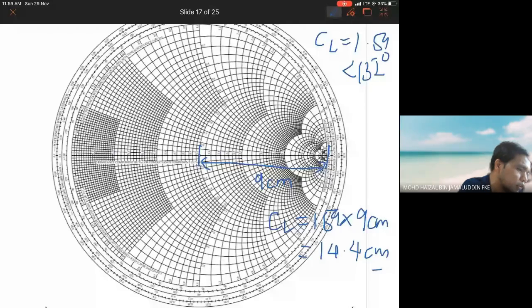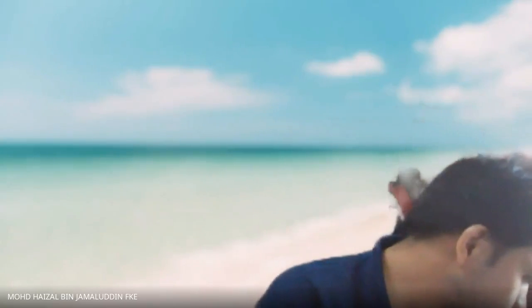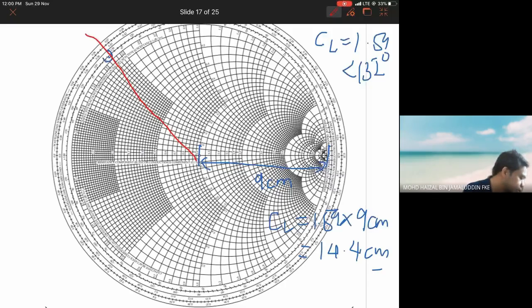Where's 132 degrees? It is here. You take a ruler and you measure up to 14.4 cm. Let's say this is the 14.4 cm. This is just an example. I think 14 should be higher.